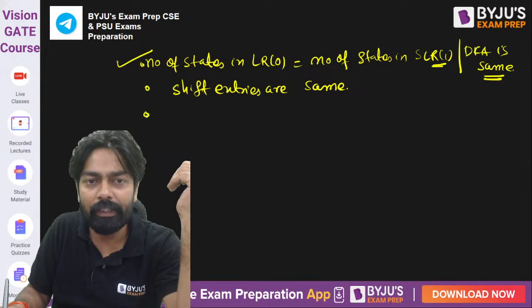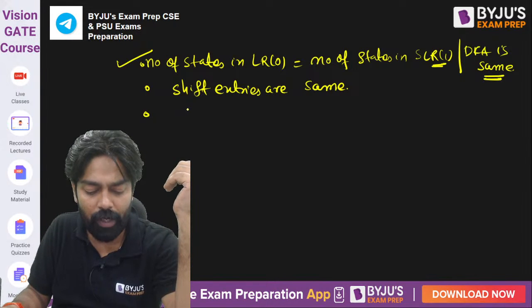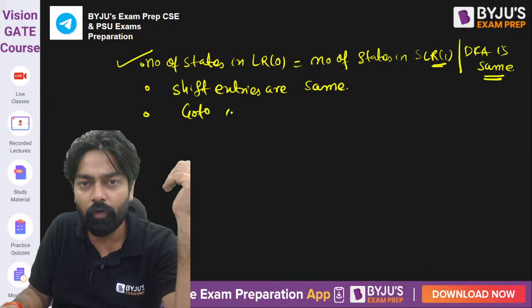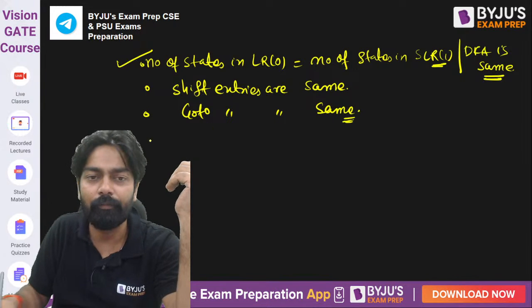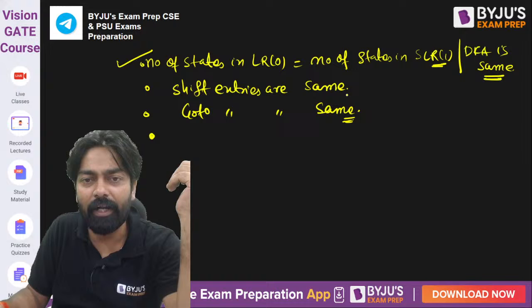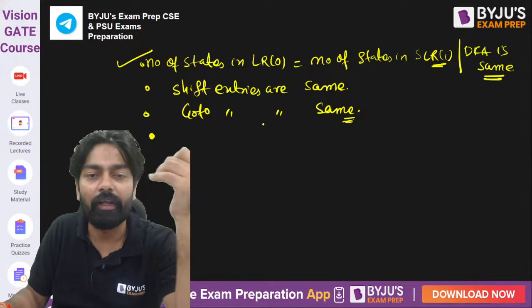Fine. Even see here, go to entries are also the same. Now my dear friend, shift entries are the same, go to entries are the same. Can you please tell me?